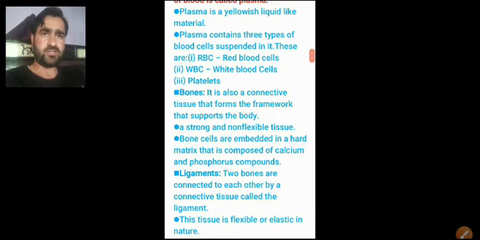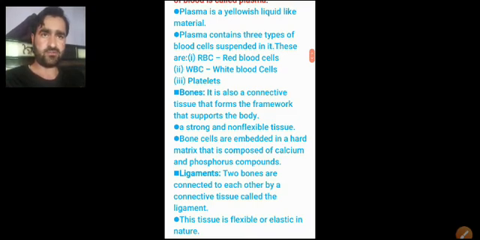Plasma is a yellowish liquid-like material. It contains three types of blood cells that we often hear about: RBCs, WBCs, and platelets. They are suspended in this fluid or liquid substance known as plasma, which itself is a yellowish liquid-like material. So these are the three types of blood cells. RBCs are red blood cells or red blood corpuscles. WBCs are white blood cells or white blood corpuscles. And the third one is platelets.